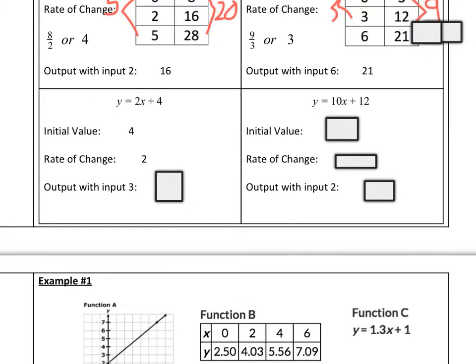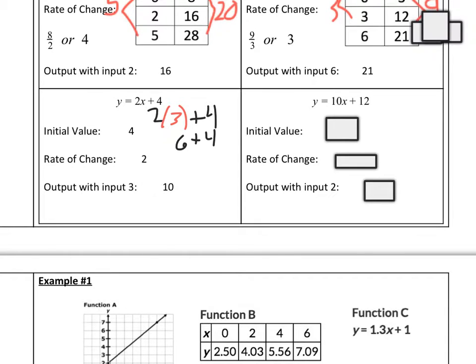And then our output, when the input is 3, that means we'd basically be putting in a 3 for the x. So that would be 2 times 3 plus 4. 2 times 3 is 6 plus 4, which gives us an output of 10. All right, you try this second equation, and then we'll take a look at it together.